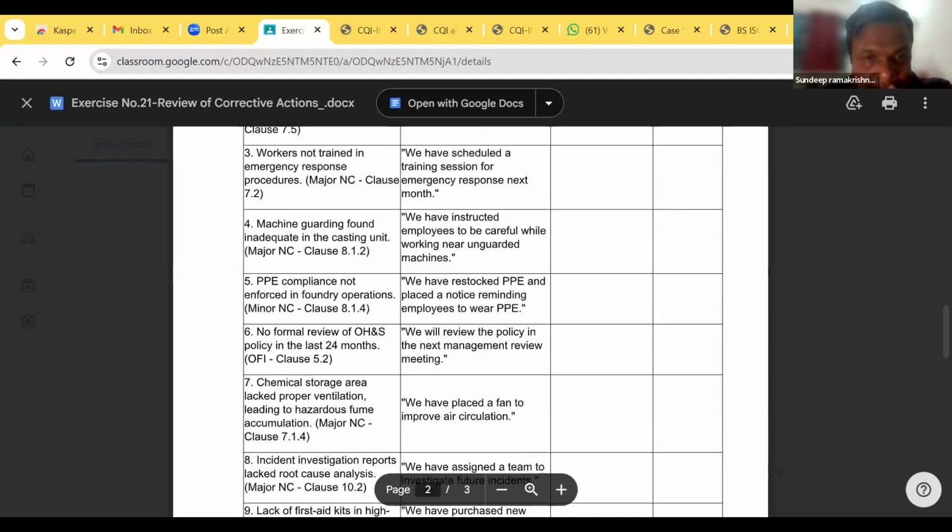Next: no formal review of health and safety policy in the last 24 months. It's an OFI under 5.2. They are saying we'll review the policy in the next management review meeting. Do you accept or reject, and what is your justification?